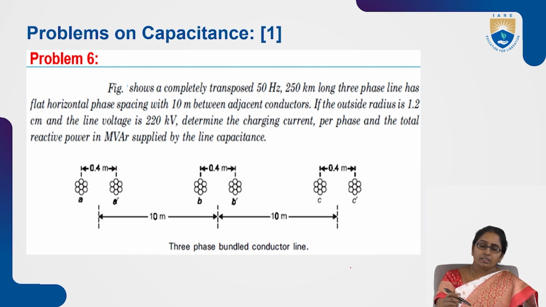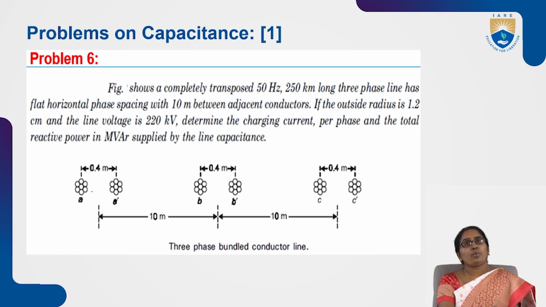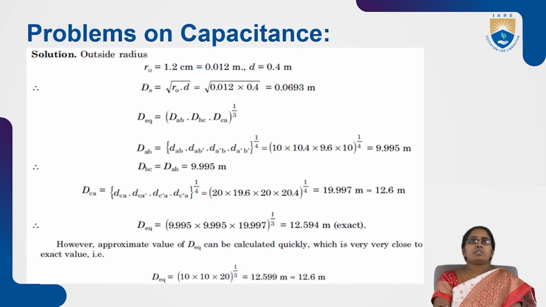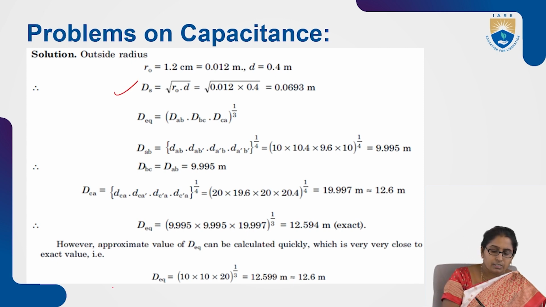So the conductor is given like this. The distance between the phases is given as 10 meters, and the distance between the subconductors in a phase is given as 0.4. Now, how do we calculate first Ds? As I mentioned here, this is Ds, and this is Dm.